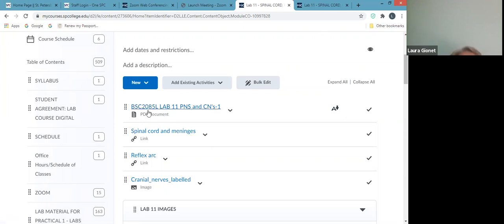So under Lab 11, you have this document that we just filled in. Below that, I have spinal cord and meninges. And you see that link? That means it's a link to a video. Reflex arc, it goes to a video. Cranial nerves, labeled, that has an image. But in doing all this, I'm pointing to those cranial nerves on those models. I did that last week, I believe, as well. That was part of it. And now we're putting those sensory and motor functions to it.